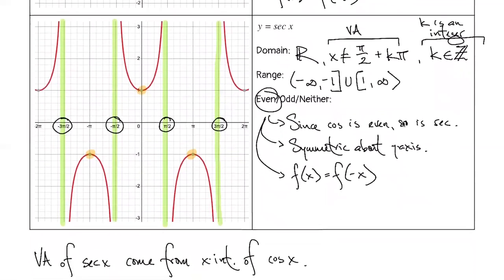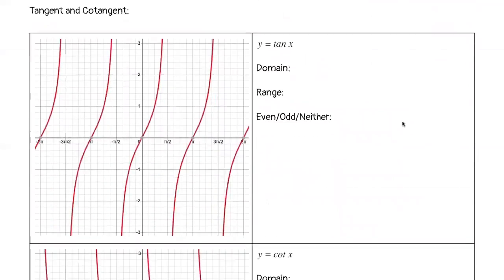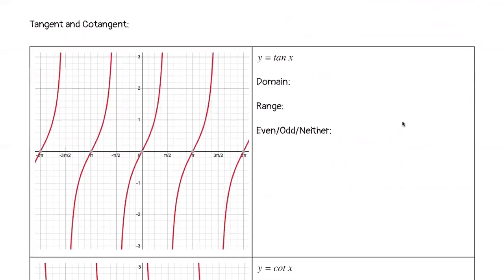All right, so let's take a look at one more pair of graphs. So we have tangent and cotangent. Now, our tangent graph, as someone very astutely pointed out in class, comes from our division of sine and cosine. And that's where those vertical asymptotes come from, okay?